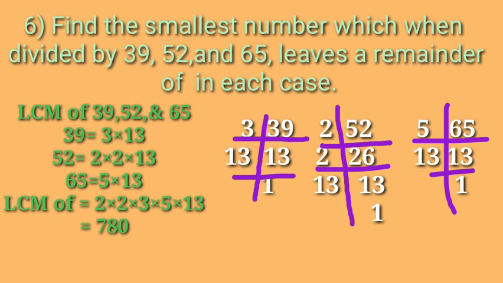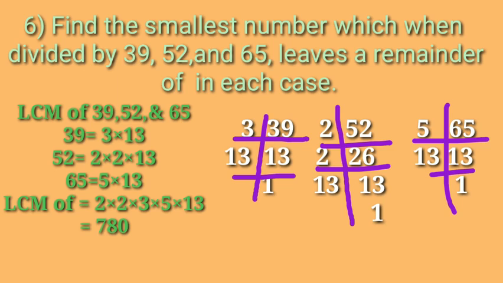For this, first we have to compute the LCM of 39, 52 and 65. The prime factors of 39 are 3 and 13. The prime factors of 52 are 2 into 2 into 13. The prime factors of 65 are 5 into 13. So here the common factor is 13. So you can write the LCM as 2 into 2 into 3 into 5 into 13. The product of these factors is 780.